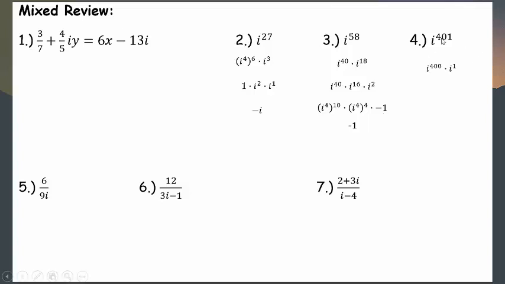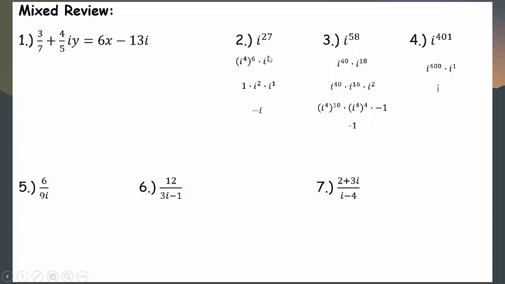i to the 401st power may look nasty, but it's actually very simple. 400 is definitely a multiple of 4. So I'm trying to get these exponents to be multiples of 4 again, and I'll have a remainder of 1. 400 plus 1 is 401. Since this is a multiple of 4, this is going to just become 1. It's i to the 4th 100 times. Well, that's the same thing as just 1. And i to the 1st, of course, is i, so this answer is just i.